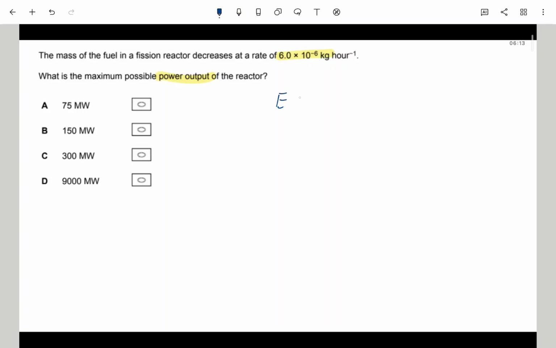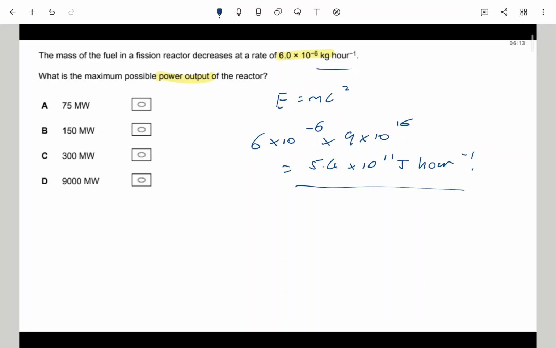So total energy equals mc squared. So the mass decrease per hour is 6 times 10 to the minus 6 kilograms multiplied by 9 times 10 to the 16 for your c squared. If you calculate that, that will give you 5.4 times 10 to the 11 joules. And that's obviously joules per hour, same as last time. It's given in kilograms per hour, so that's joules per hour.